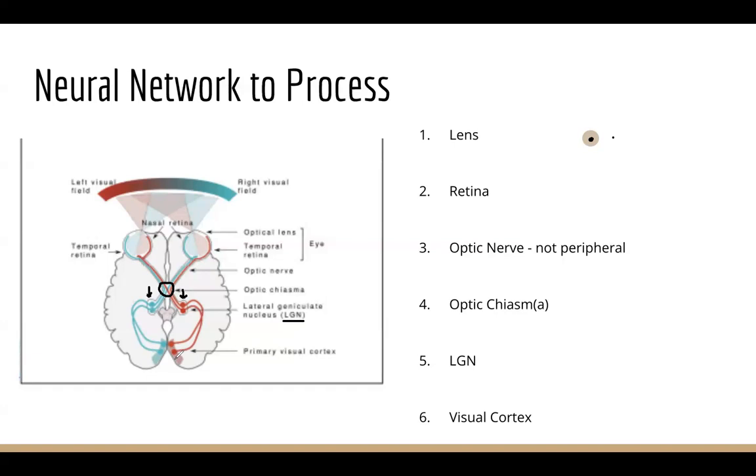So it'll check multiple orientations, it'll check color, it'll check 3D, and it'll send to the parietal lobe and the temporal lobe to get an understanding of where the object is in space and to identify what the object is. So this is a neural network of how your brain processes the information.